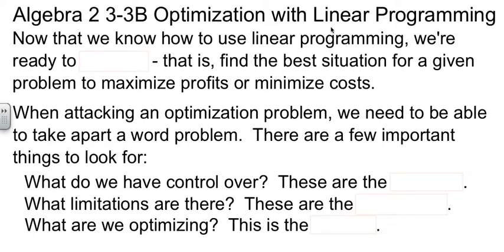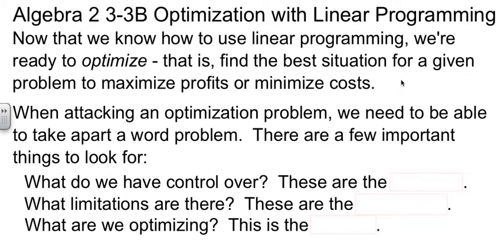This is Algebra 2, Chapter 3, Section 3, Part B, in which we will continue studying optimization using linear programming. Now, we already know how to get started with linear programming. We know how to graph the inequalities. We know how to find the feasible region. We know how to shade. We know how to find the corners, and we know how to plug those in to find max and min. Now we're ready to do the optimization part.